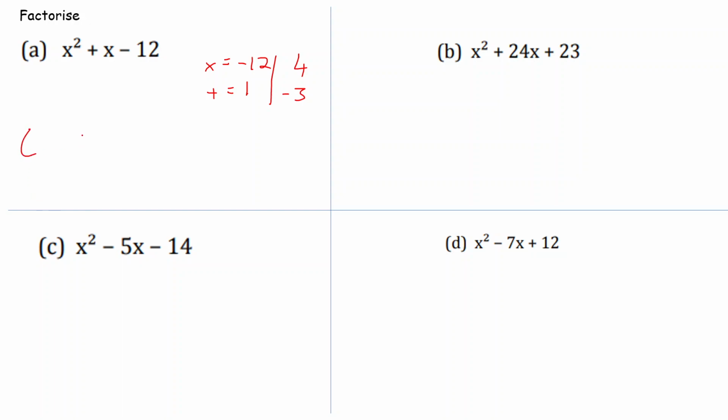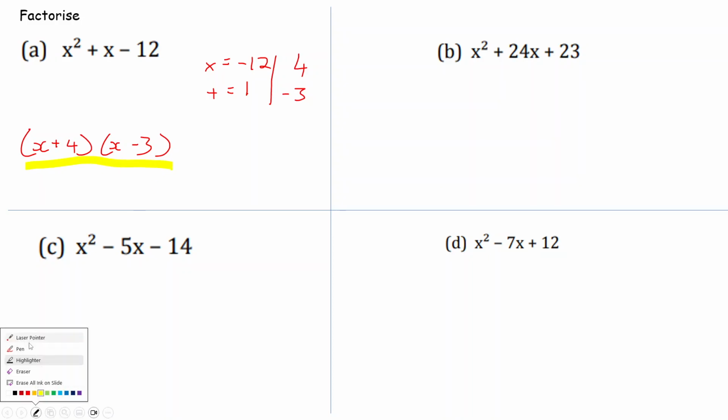Anyway, the two brackets are therefore going to have x at the start of both, because we're just looking at an x squared part. 4 and minus 3, so x plus 4 and then x take away 3. This is your first answer. Brilliant. If you got that, well done.